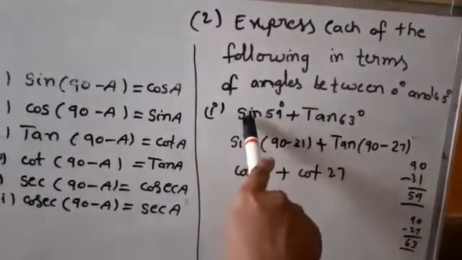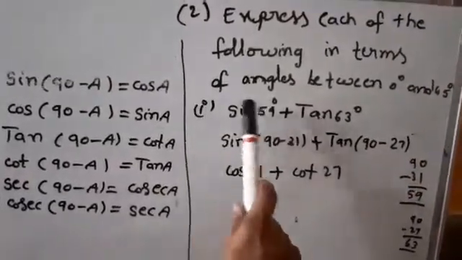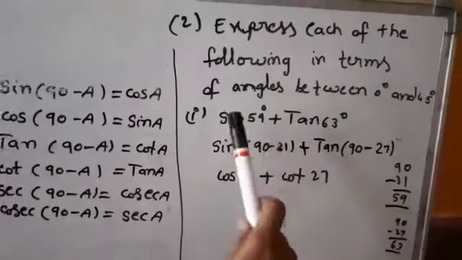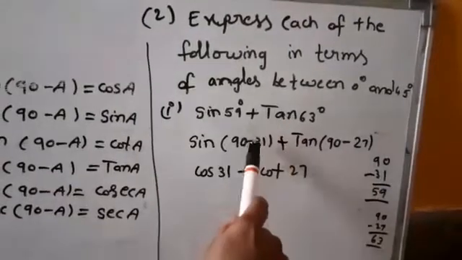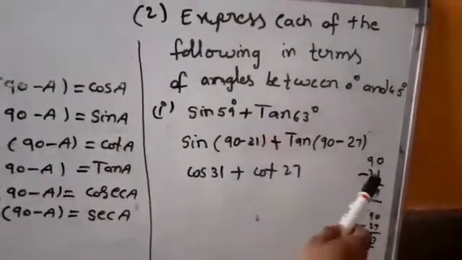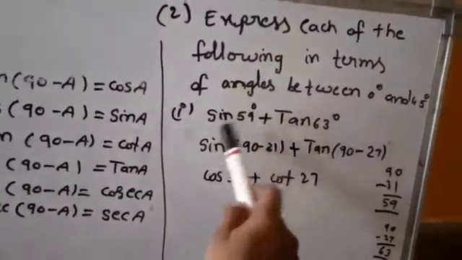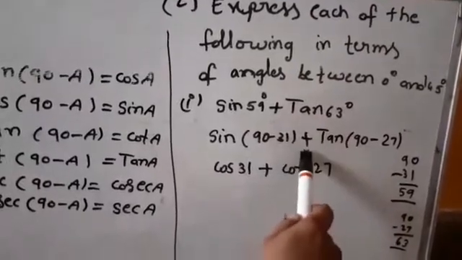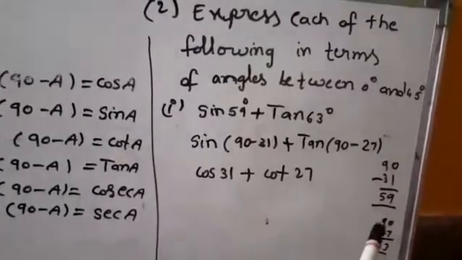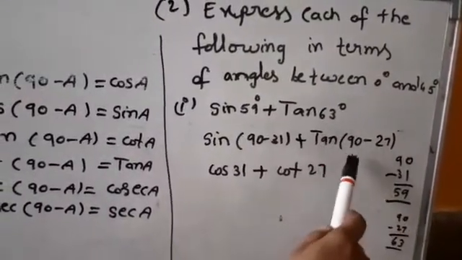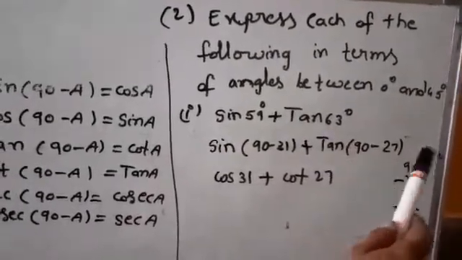The first one: sin 59 degrees plus tan 63 degrees. First, for sin of 59 degrees, we can write 90 minus 31, since 90 minus 31 is 59. So 59 degrees can be written as 90 minus 31, plus tan of the same. Next, 63 degrees we write as 90 minus 27, since 90 minus 27 is 63. So in place of 63 we write 90 minus 27.